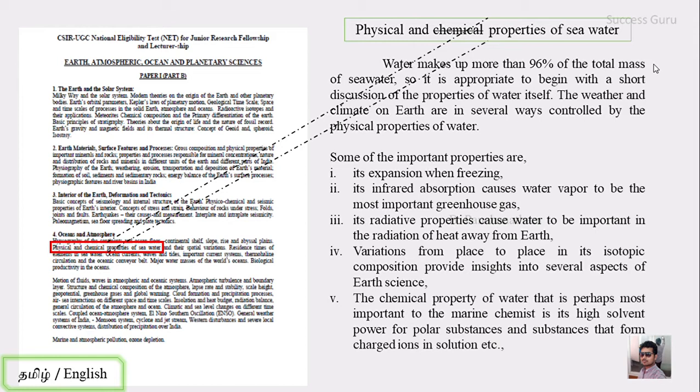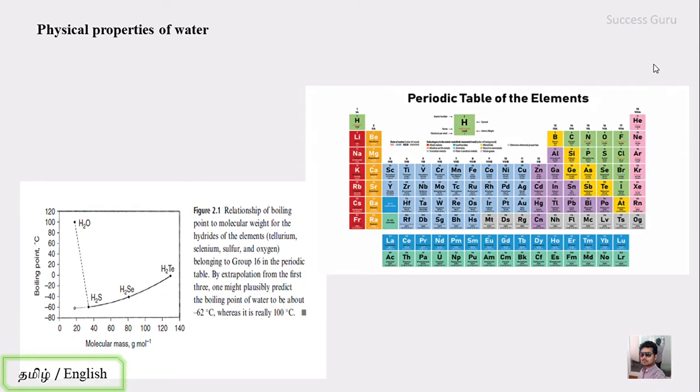The chemical property of water that is perhaps the most important to the marine chemist is its high solvent power for polar substances and substances that form charged ions in solution. And if you remember the periodic table, you know that the classification of elements is based on the arrangement of physical properties, right?